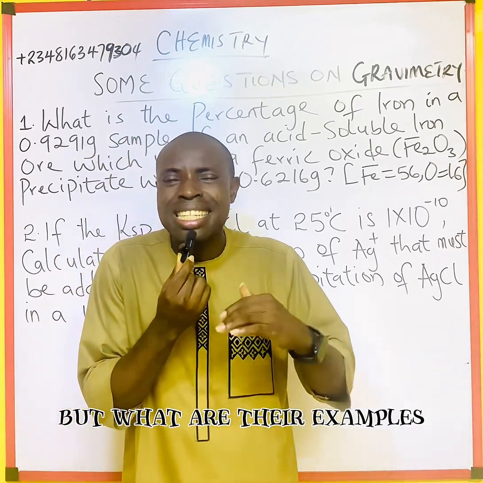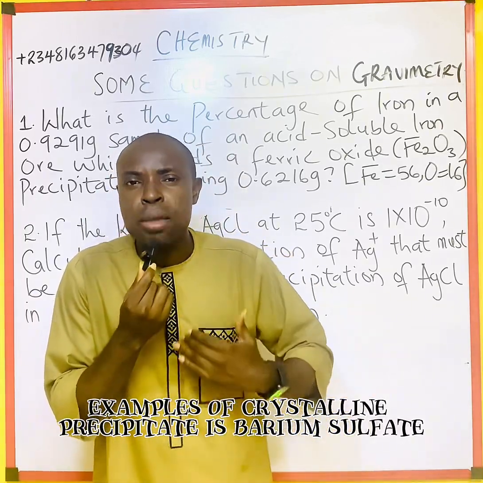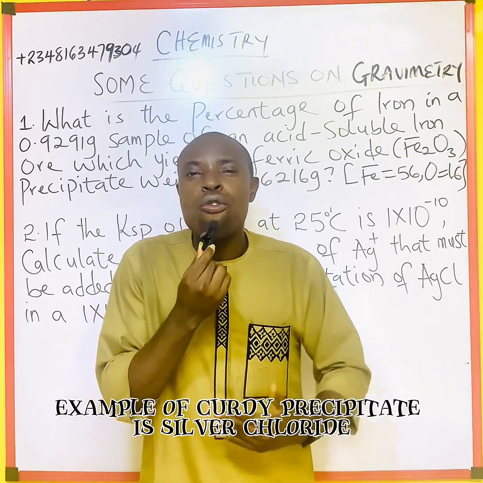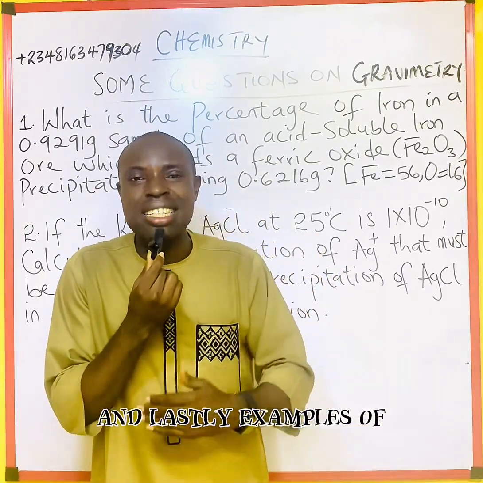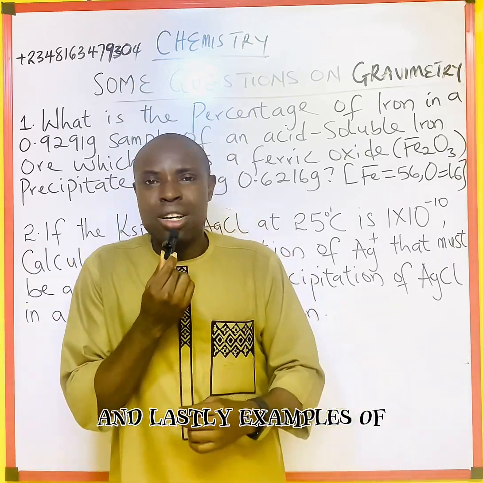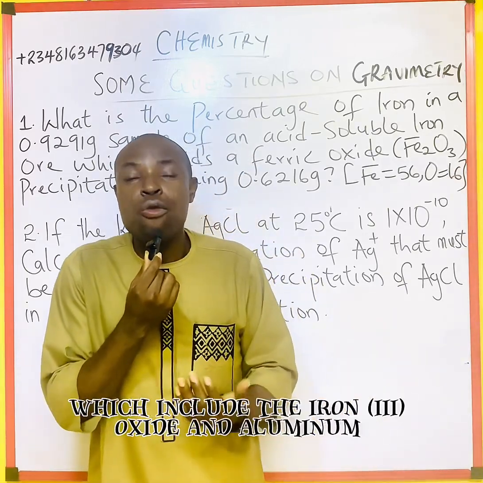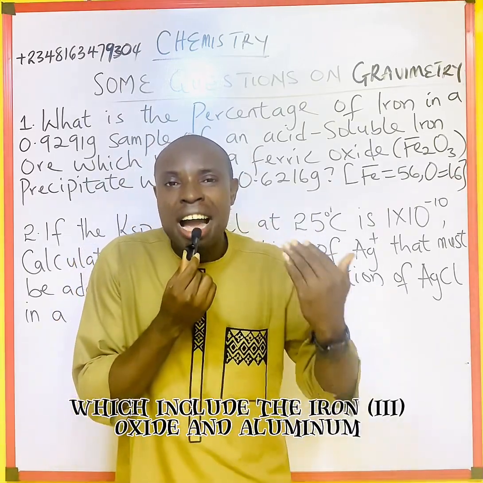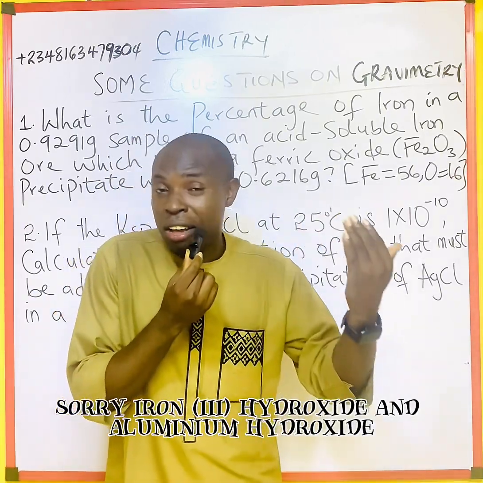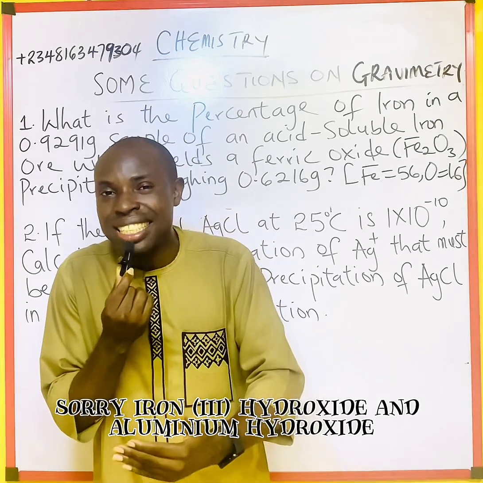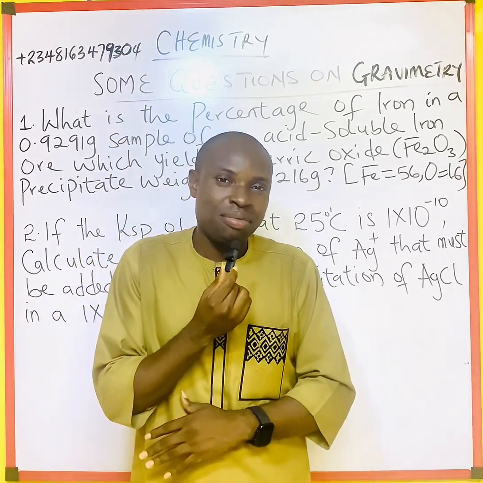But what are their examples? An example of a crystalline precipitate is barium sulfate. An example of a curdy precipitate is silver chloride. And lastly, examples of gelatinous precipitates are the hydroxy compounds, which include iron oxide, iron hydroxide and aluminium hydroxide.